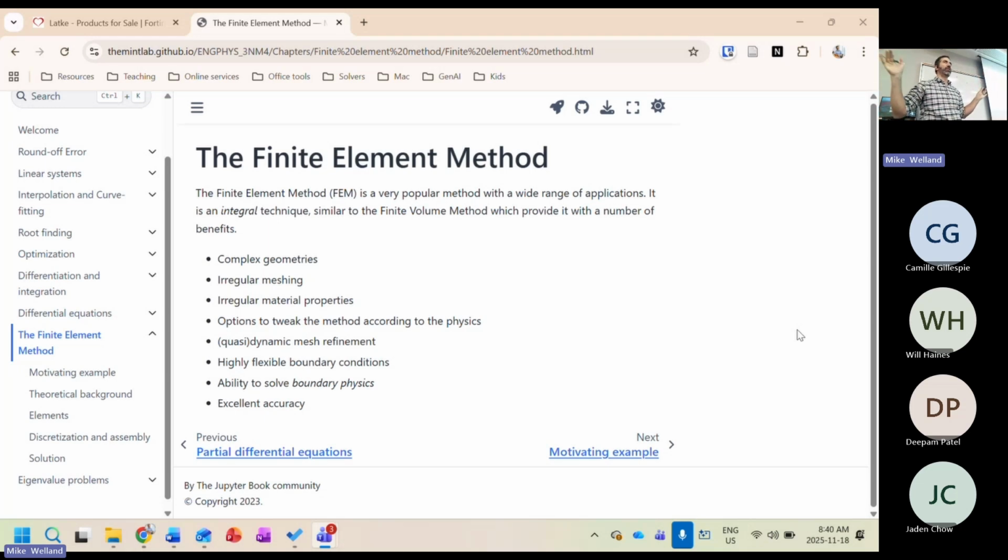And that's because of something called the minimum weighted residual. We'll come to it today. Minimum weighted residual, MWR, not MWE. All right.